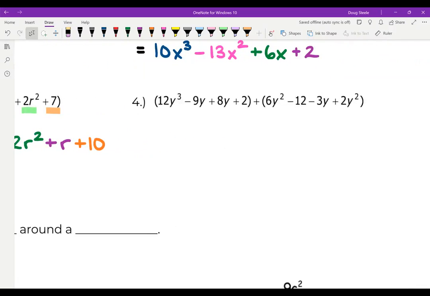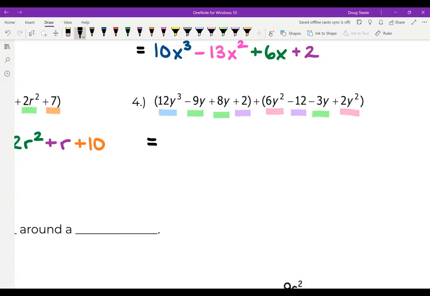Last one, we have a whole bunch of stuff going on. So just take your time, try to pick out the largest degree term. I hope they're written in order. That usually helps out. So I see I have a y to the power of 3. I have 2y squareds over here, or y to the power 2. I have a negative 9y, a plus 8y, and a minus 3y. And then I have a positive 2 and a minus 12.